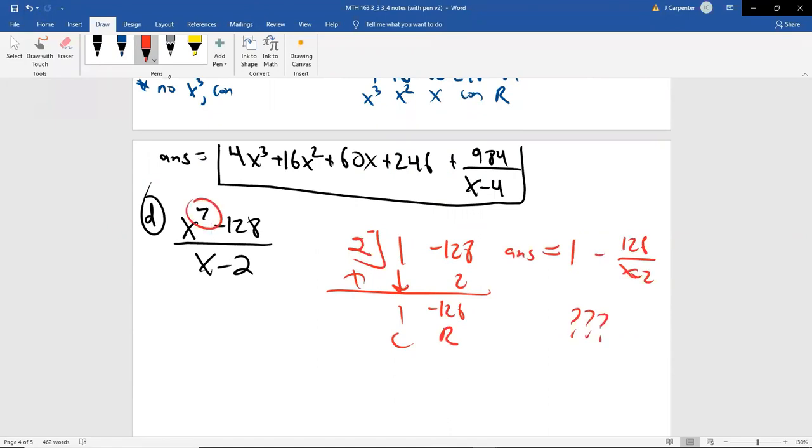This started with an x to the 7th, so this should have an x to the 6th, which means we probably have a whole bunch of other terms. That is not an x to the 6th, that is a 1. That was awful because we missed a boatload of zeros.